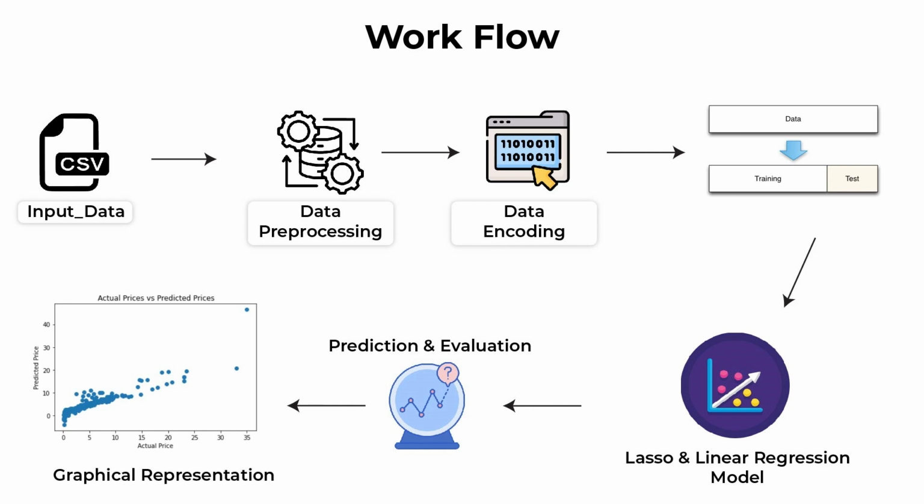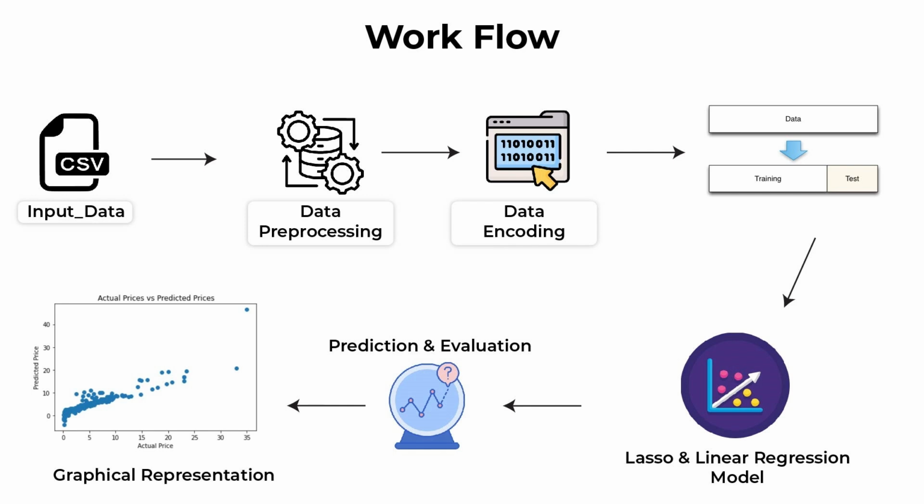We will encode our data into 0 and 1 so that our machine learning model can understand it, because we know our machine learning model needs numerical vectorized data. So we will encode this, and then with the help of the train test split function, we will separate our data into training and testing data. Then we will feed it to our linear regression model, and after that we will evaluate our data.